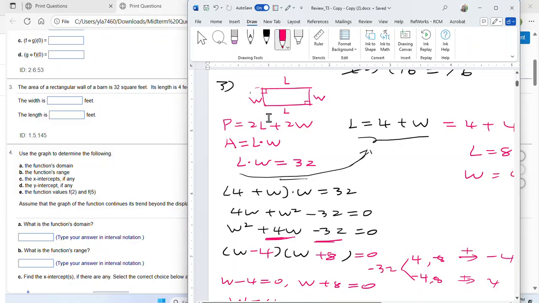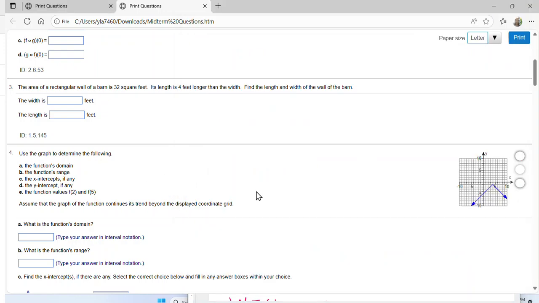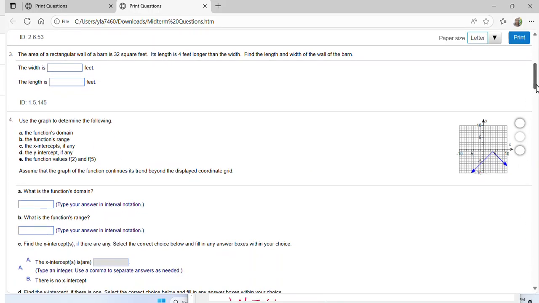All right, number 4, use the graph to determine the following. A is the function's domain, range, x-intercept, y-intercept, and then evaluate f of 2 and f of 5, right? So basically, this one is just reading the graph or knowing how to read the graph, right? So what does domain mean? Domain, that means all the x values that the graph has, okay? And the range is the y values. All right, so let's see if I can make this one bigger.